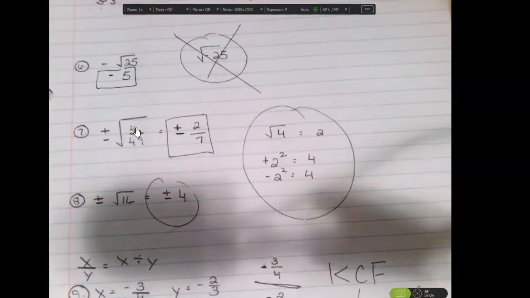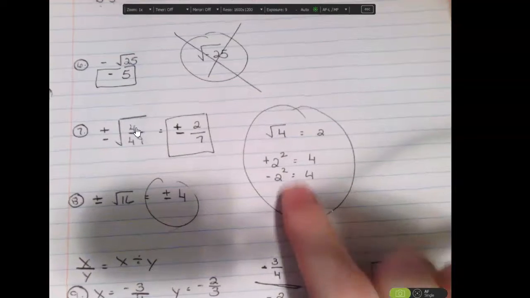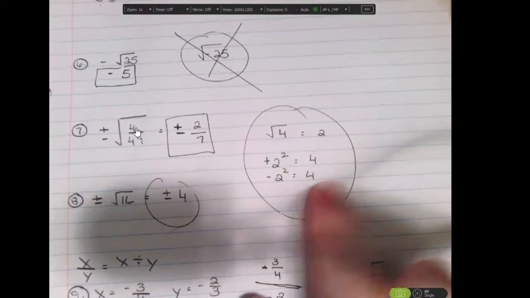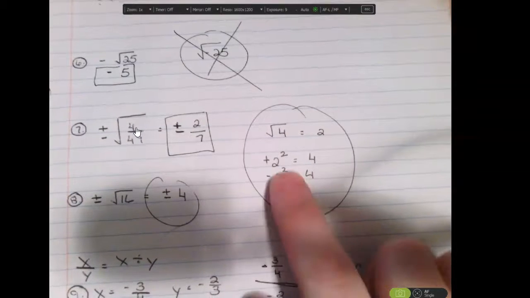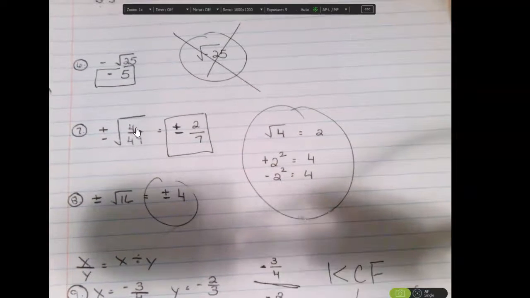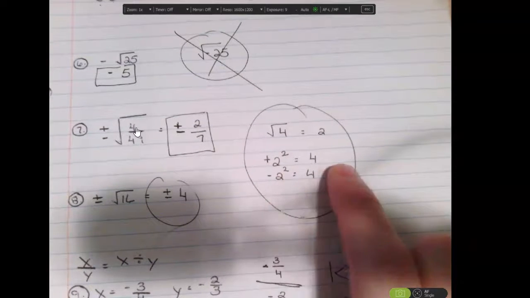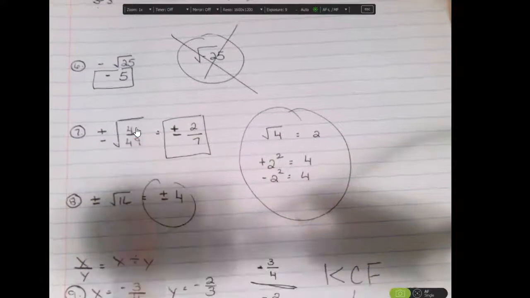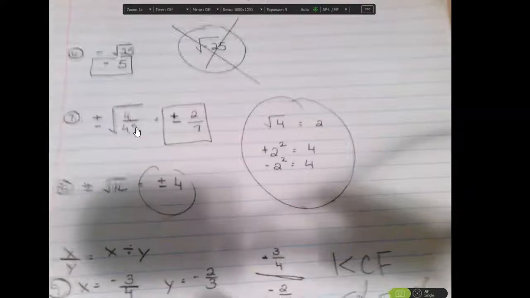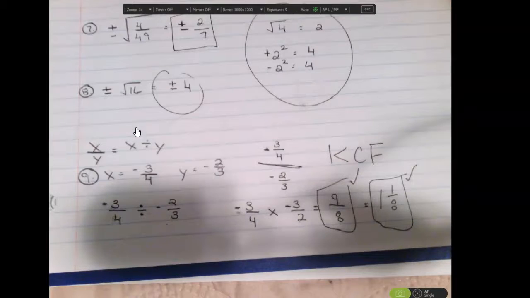And if you're wondering why you can have that plus or minus, positive 2 squared is 4, negative 2 squared is 4. So it really works where I'm going to need a plus and a minus, because both positive and negative 2 are equal to 4 when squared. Okay, so that's why that works. And then the last part was our keep, change, flip. So don't forget your rules whenever we're solving keep, change, flip.